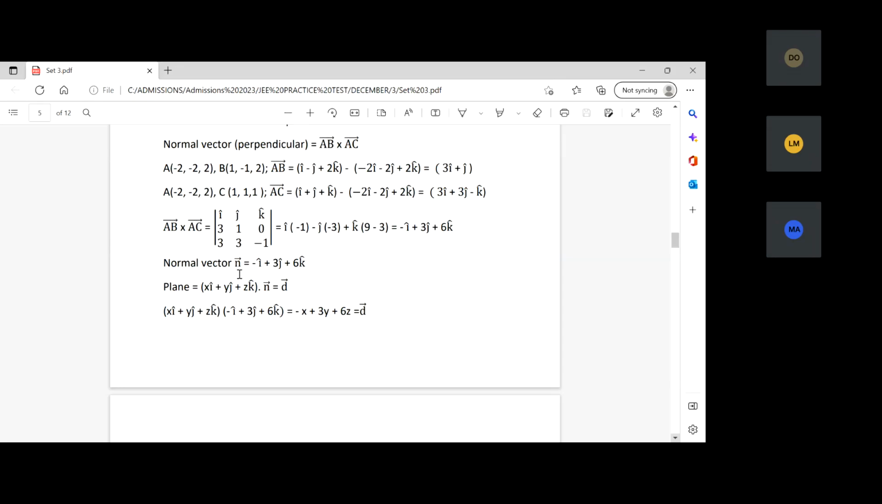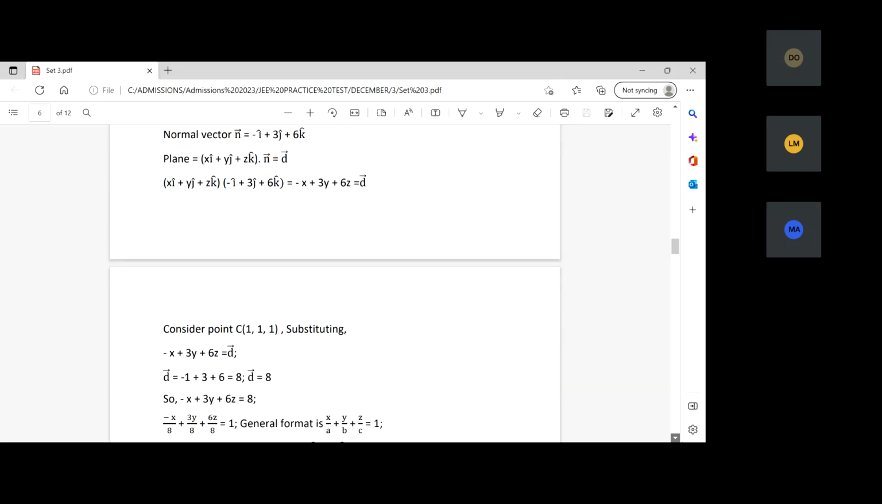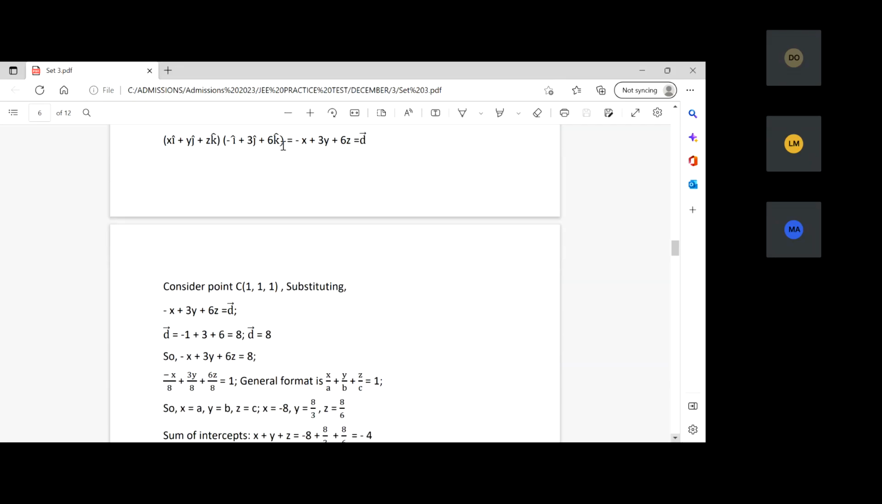So once you substitute this, you can just look here. That's xi plus yj plus zk. This is minus i plus 3j plus 6k. So what will this be? This will be minus x plus 3y plus 6z, so this is equal to d. Now we are going to consider the point that we have, that is C, which is 1, 1, 1. Once you substitute this value here, it will be minus 1 plus 3 plus 6, which is equal to d. So what's the value? It's 9 minus 1, which is 8.